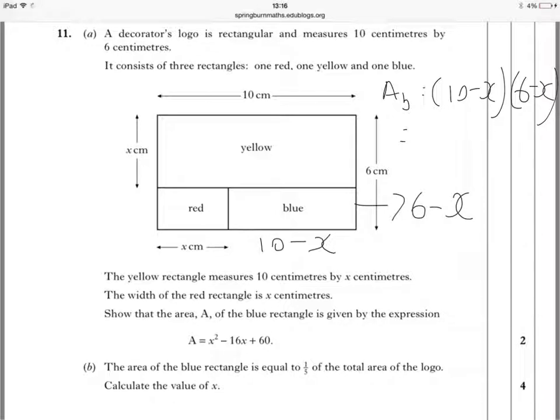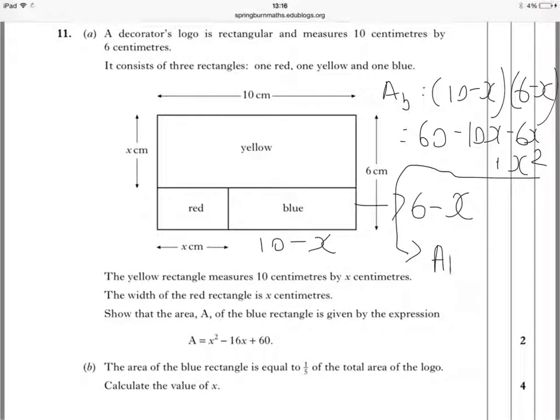Now a bit of FOIL method, or however you expand this one out. 10 times 6 is 60. 10 times minus x is minus 10x. Minus x times 6 is minus 6x. Minus x times minus x is plus x squared. Just getting a bit messy, so I'm going to come down here and collect this together, and that will be x squared minus 16x plus 60, and that's the final answer for part A.